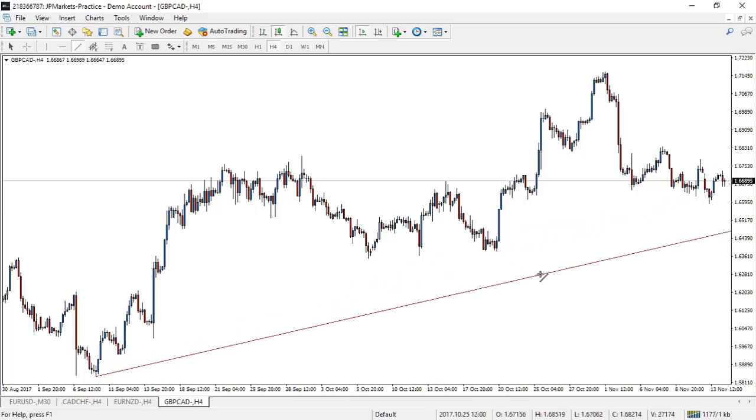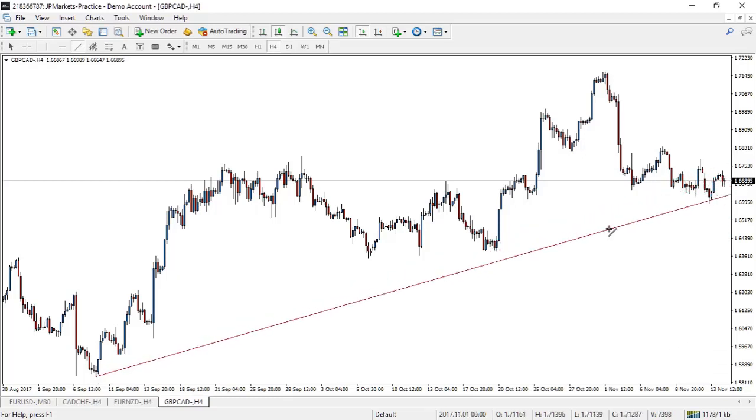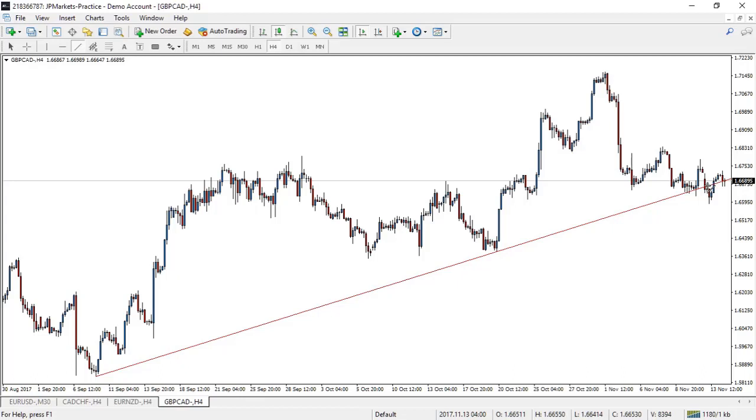So here's the start. It needs to line up with this area here, and then we put it down like that. Now we can see that it tested this line, bounced off, broke through, came up, it's hit again, and now it looks like there may be a continuation of a bullish movement coming off this line right now.